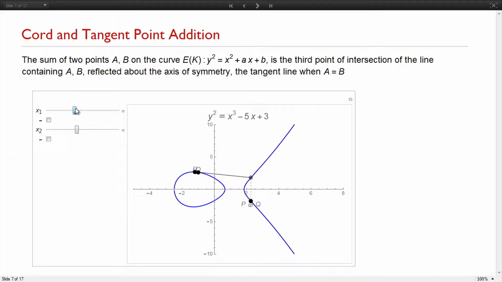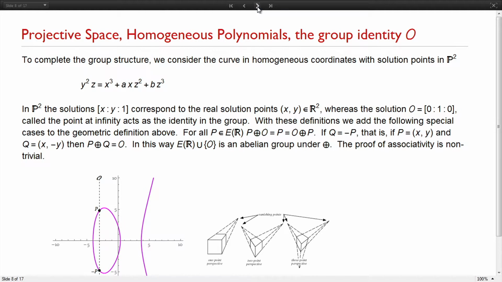But what about adding a point to itself? Well, that creates a slight challenge. How do you add a point to itself? Well, you don't have a line anymore, but you use the tangent line. And it turns out that even when you're not working in the Cartesian plane, you can still algebraically do a formal derivative to construct a tangent line. In this case, the tangent line is counted as a double point of intersection, and then the third point of intersection of the tangent line is reflected, and you get P plus Q. So that's the geometric idea of adding points.